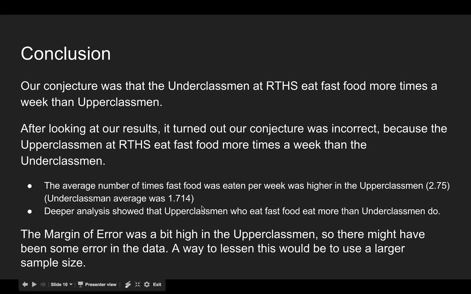Also, deeper analysis of the data showed that upperclassmen who eat fast food eat more than underclassmen do. They eat fast food at all about the same number of times as the underclassmen do, but when they do, they're going to be doing it a lot more. But one thing to consider is that the margin of error was a bit high in the upperclassmen, so there might have been some error in the data. A way to lessen this would be to use a larger sample size. Using a larger sample size always reduces the margin of error.